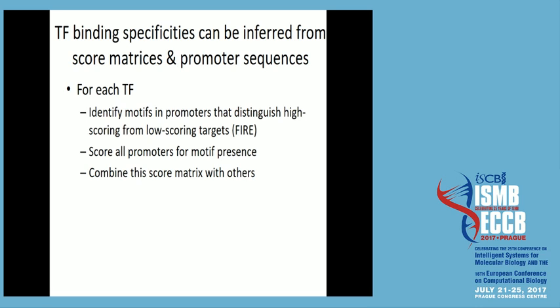The last idea is that transcription factor binding specificities can be inferred from score matrices and genes' promoter sequences. So for each TF, we identify motifs in promoters that distinguish high-scoring from low-scoring targets using an existing algorithm called FIRE. And then we score all the promoters in the genome for the presence of the motif, producing another score matrix, which we then combine with our other score matrices.